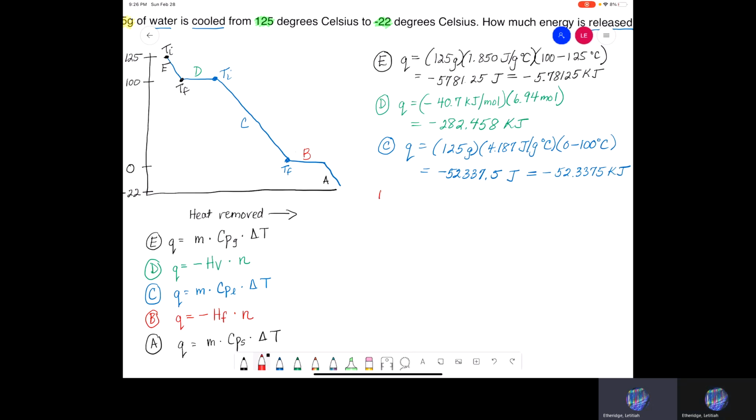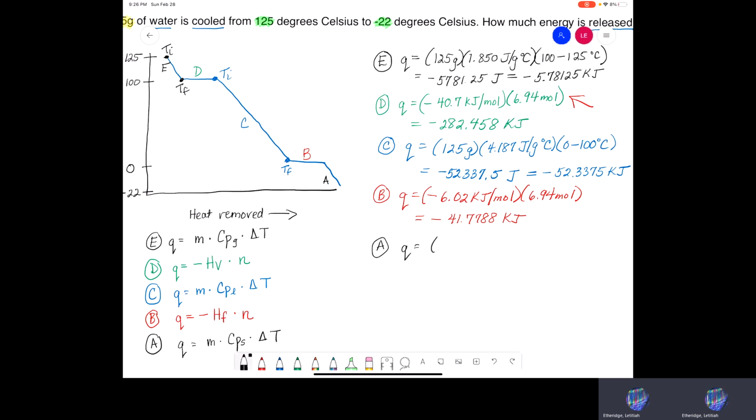Hang in there. B. Q equals the heat of fusion, negative, because we are a cooling curve, minus 6.02 kilojoule per mole times the same number of moles. We haven't changed how many moles we have. Okay, same number as up here. Do the math. Minus 6.02 times 6.94. You end up with minus 41.7788 unit kilojoules.